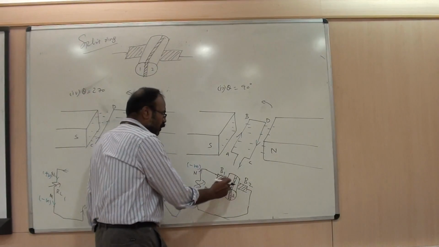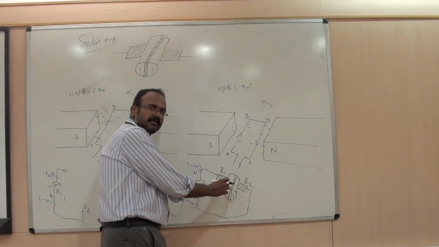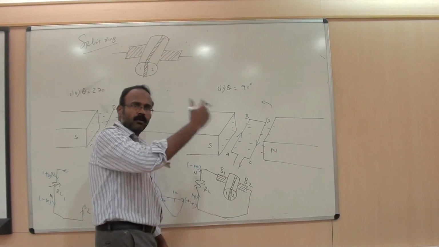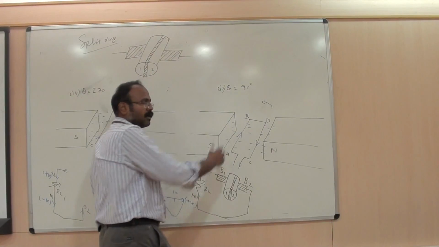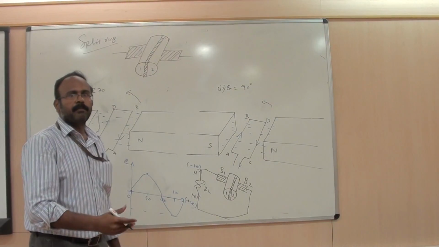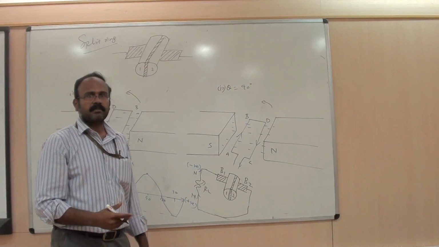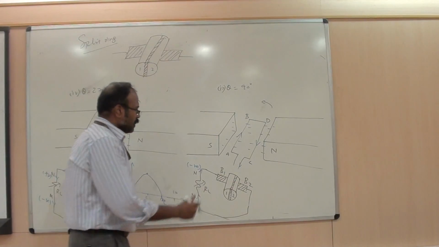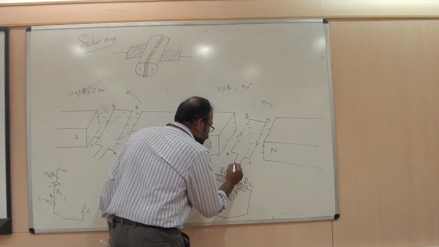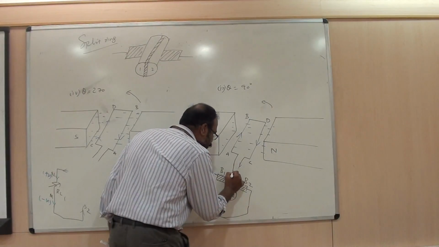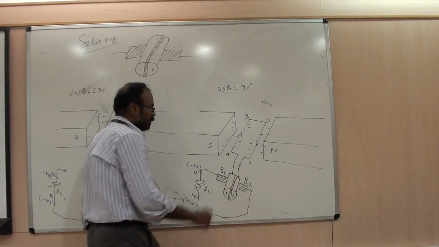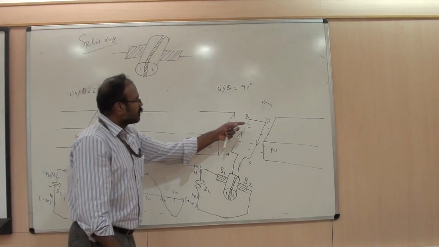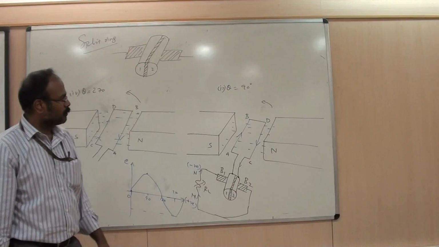But B1 and B2 are not fixed to the split rings. Instead, they slide over the periphery of the split rings. When the split rings rotate along with the coil, the brushes just slide over the periphery. They are not rigidly fixed. But the conductors are rigidly fixed to the segments. Let us assume conductor AB is fixed to segment 1, and conductor CD is fixed to segment 2.